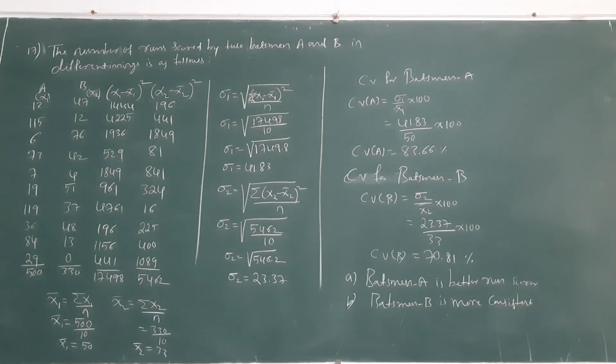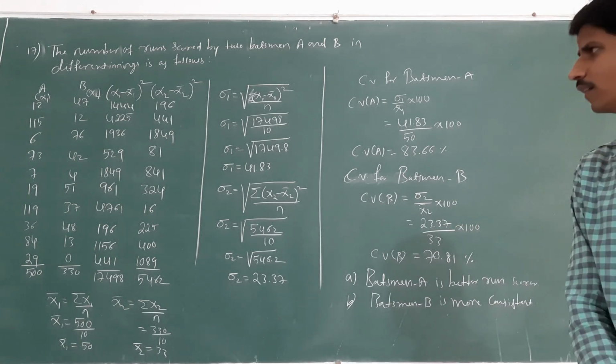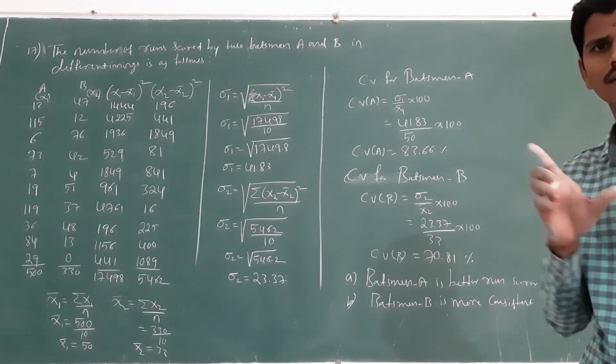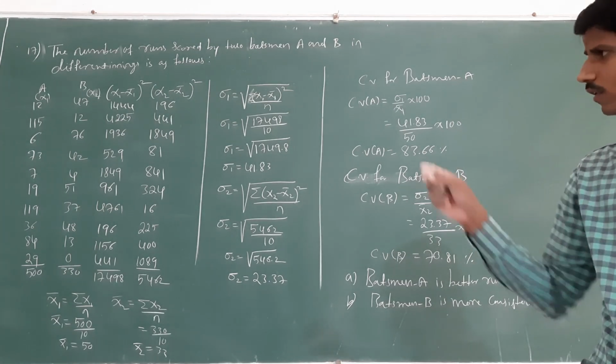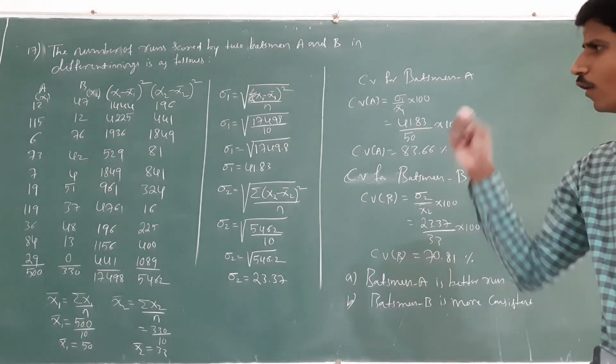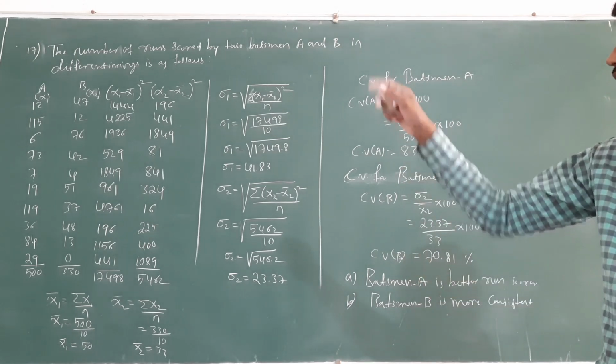Here the coefficient of variation is very important. It is a 10 marks question, very important. A 10 marks fixed question it is. Calculate CV, who is better run scorer, who is more consistent. It is a fixed question, 10 marks. Very important question. Okay, it is about 17th.